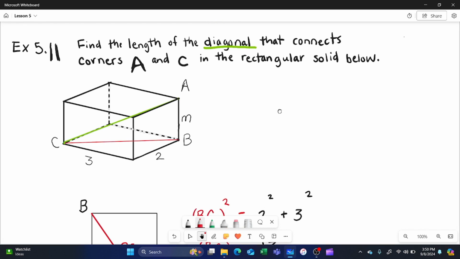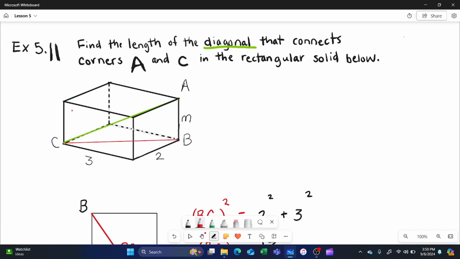Moving on to example 5.11, which, I might be mistaken, but I'm pretty sure in the problem set they had the exact same question. So you're going to find the length of the diagonal that connects corners A and C in the rectangular solid below. They changed things up and put some numbers in there instead of x and y variables. But I color-coded what you're trying to get. A to C is what you're trying to get.